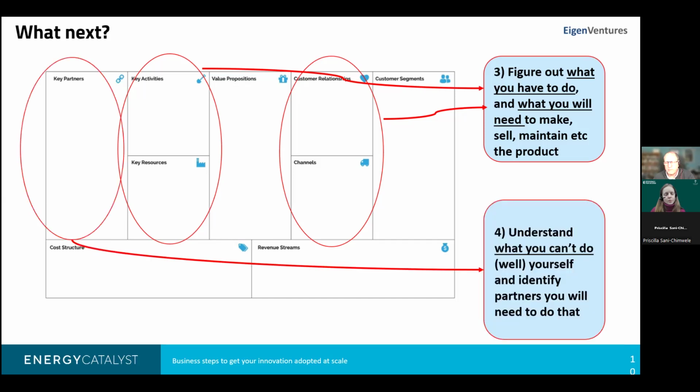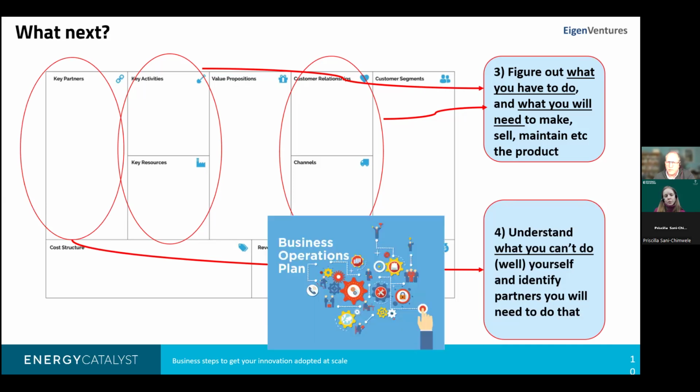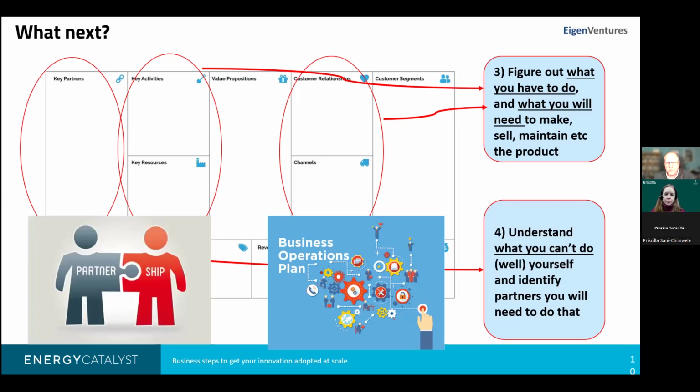Also, perhaps as importantly, understand what you can't do yourself or what you can't do well yourself. Identify partners you'll need to do that. As I said before, you're not always going to be able to do everything yourself, so you are going to need partners of one type or other. So that's the basis of the business operations plan and the basis of your partnership plan.